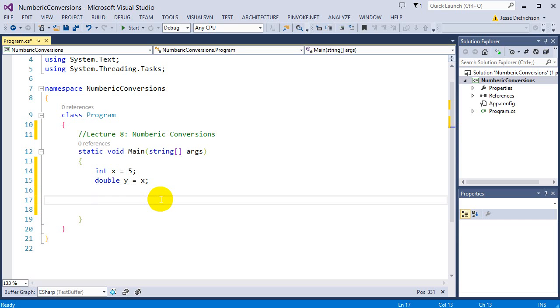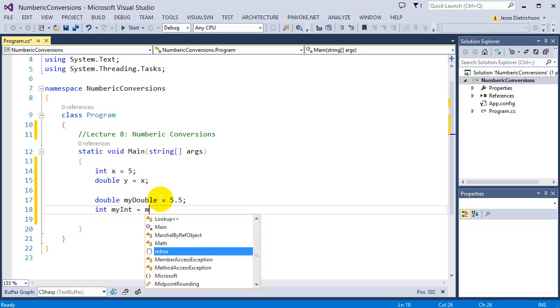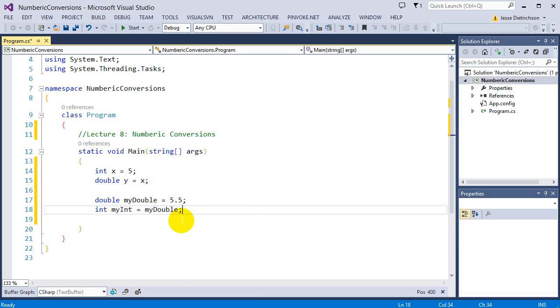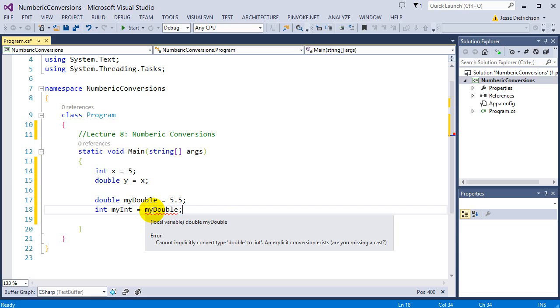So let's create two new variables. Double myDouble equals 5.5, and then let's say int myInt equals myDouble. Notice now that we're going to get an error. And the reason we're getting an error is because we cannot implicitly convert a double to an integer. When I put my mouse over it, it says cannot implicitly convert type double to int. It's saying that you need to explicitly convert it, and then it says, are you missing a cast?